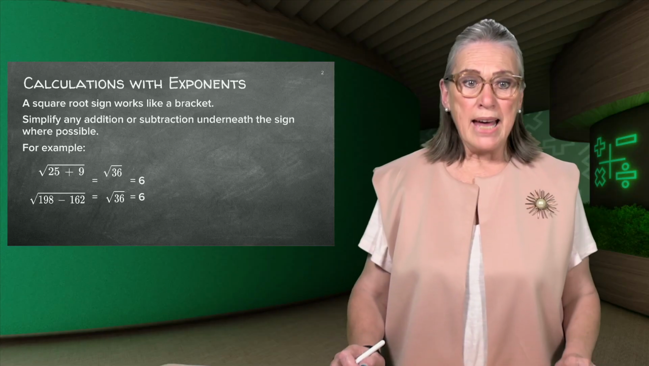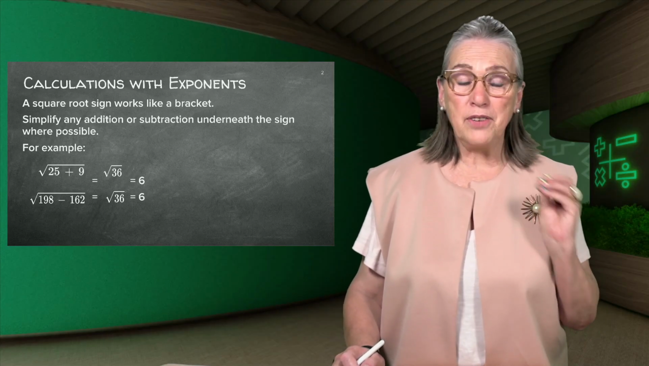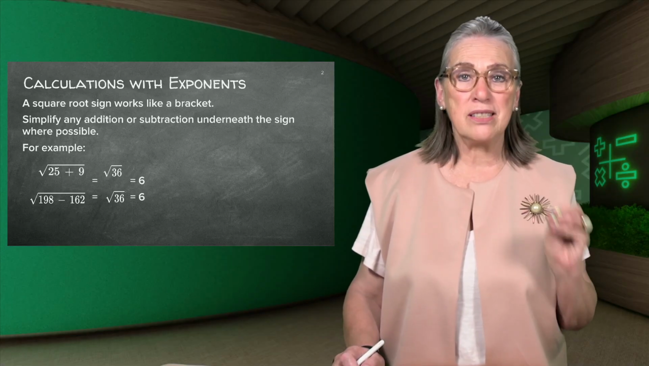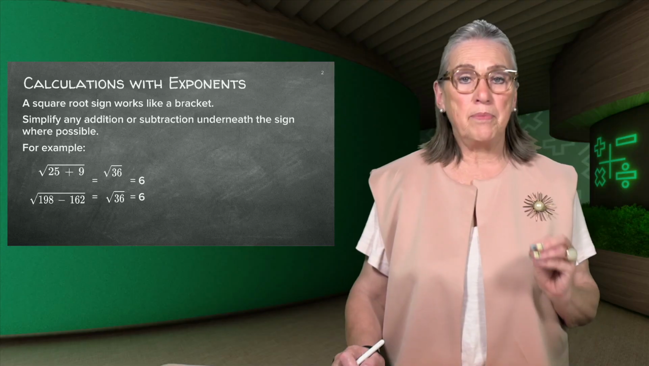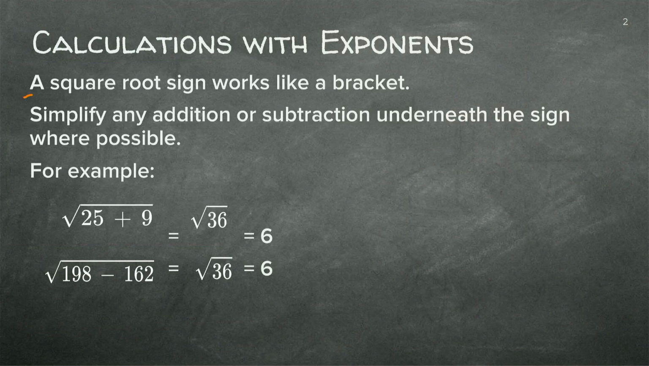Okay, so just a thing that's very important. A square root sign works like a bracket. Can you remember the order of operations? So whenever you see a square root sign, it works like a bracket. So you always have to simplify any addition or subtraction underneath the sign if it's possible.